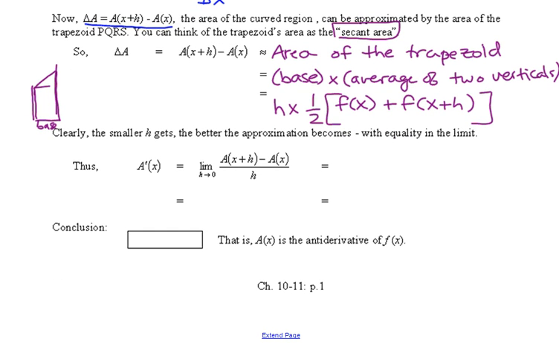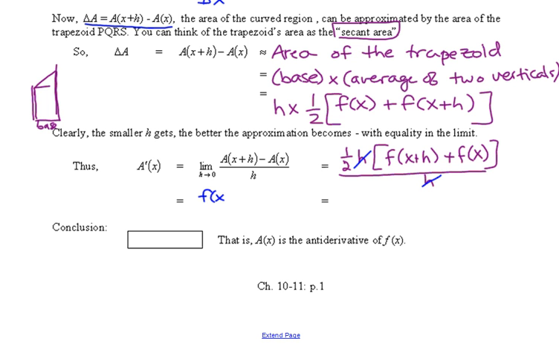Okay, so we have to write down some formulas. So what do we know? This change of area, we already determined, would be 1/2 h times f of x plus h plus f of x, all divided by h. So what happens here? The h's cancel out. So we're left with just the limit, as h approaches 0, of 1/2 times f of x plus h plus f of x.